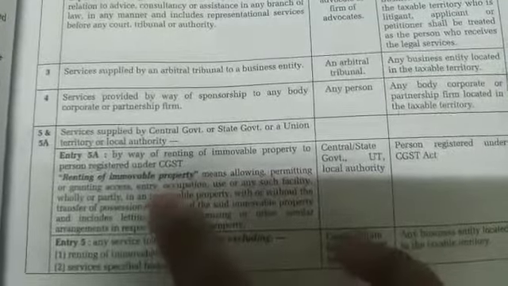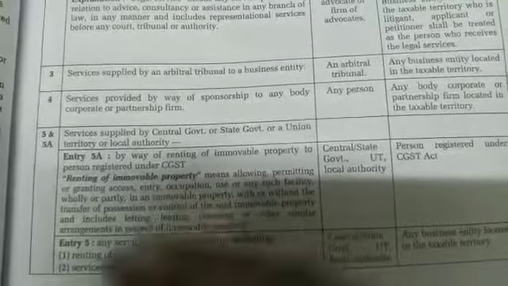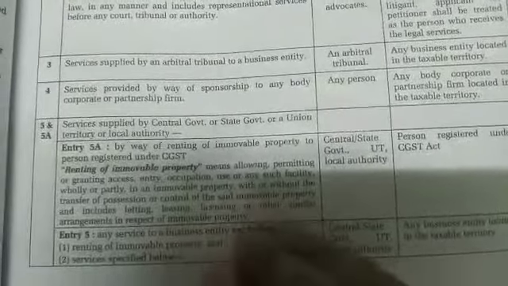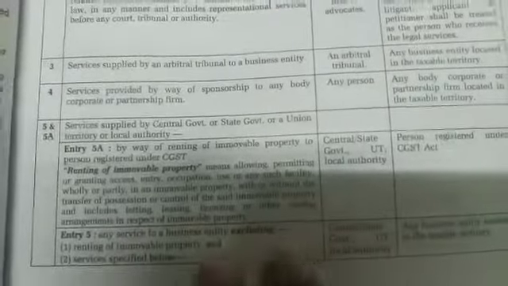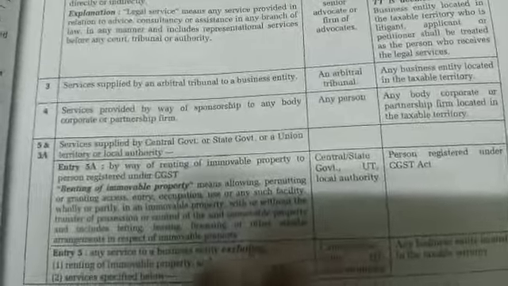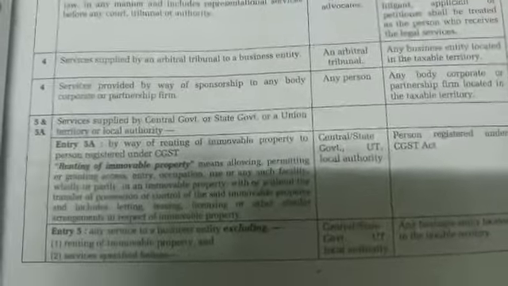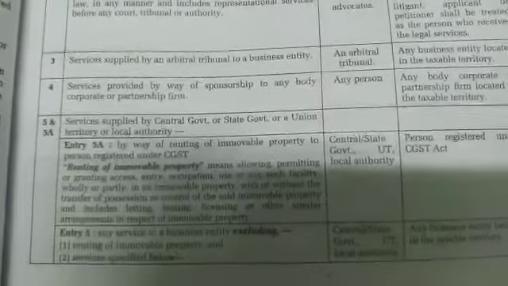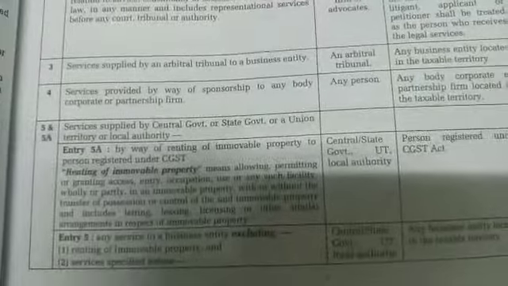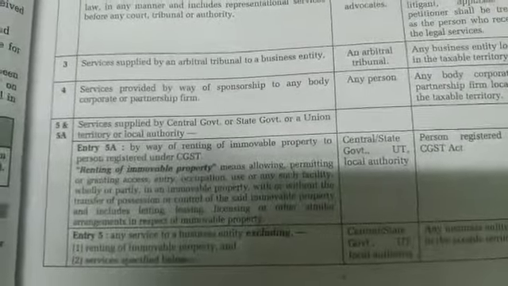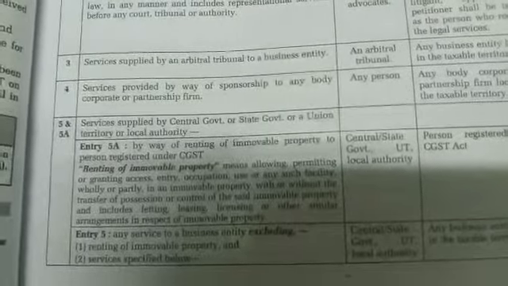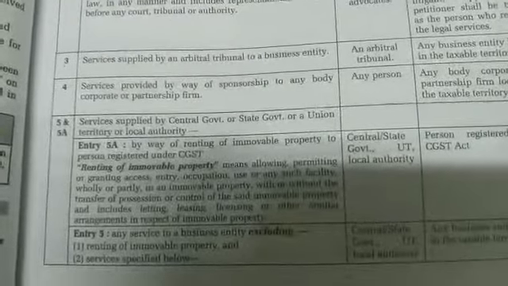There may be allowing or permitting or granting access, entry, occupation or use or any such facilities, either wholly or partly, in an immovable property with or without the transfer of the possession or control of the said immovable property. That means here transfer of property is not made. Here the property is allowed to be used either wholly or partly, and that may be in the form of letting, leasing, licensing, etc.